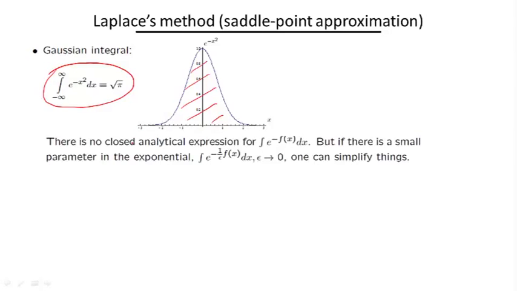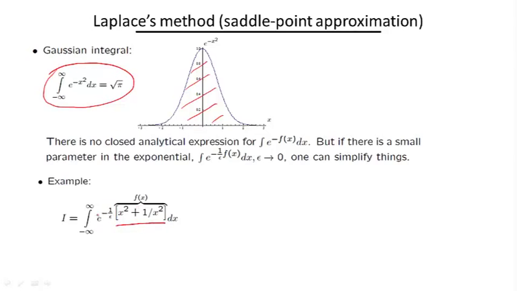Now, in general, if we want to calculate the integral from minus infinity to plus infinity, or between some other limits, of a function e to the power minus f of x, where f of x is a relatively arbitrary function, there is typically no closed mathematical expression for such an integral. But it turns out that if there is a small parameter in the exponential, if the exponent involves not just f of x but f of x divided by some epsilon, and this epsilon is very small, then in many cases one can simplify things. I will explain the logic behind this simplification on a particular example of this function f of x, which is x squared plus 1 over x squared.